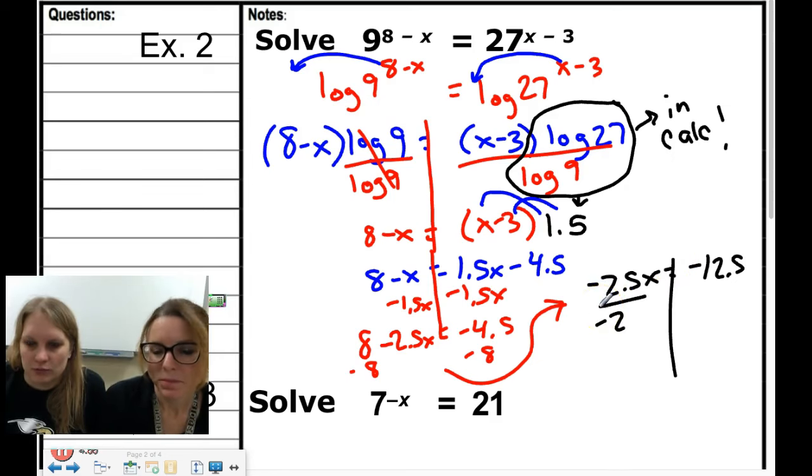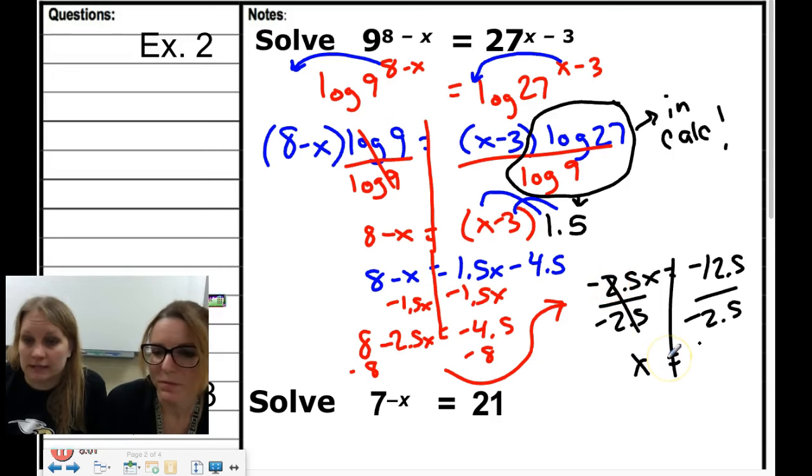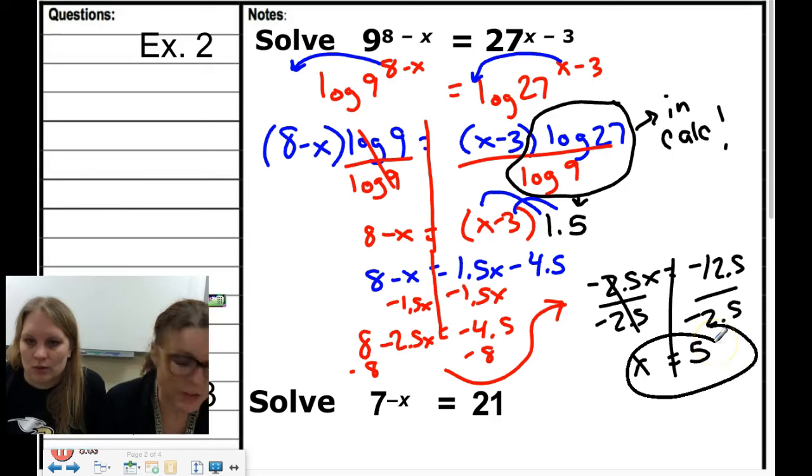Divide by negative 2.5, and we get x equals 5. That's your answer. Done. Pretty straightforward. It's just a lot of steps, but you guys can do them. Just take your time and slow down.